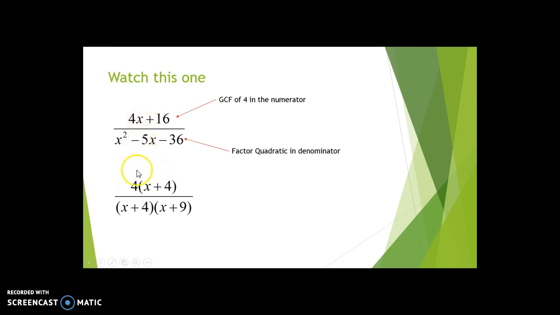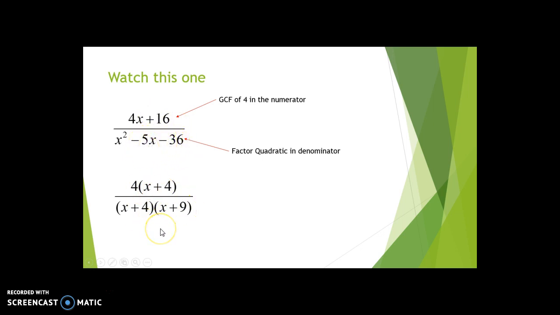4 times x is 4x. 4 times 4 is 16, and we are equivalent, so we're good. And then factors of 36 that subtract to give me 5. Now, one quick mention. Your numerator has a binomial in it. That should be a hint as to what your denominator is going to factor into. One of those factors is probably going to be x plus 4. Okay? So you might think 12 and 3, but that doesn't really match, and 12 minus 3 is not 5. But 9 minus 4 is 5.